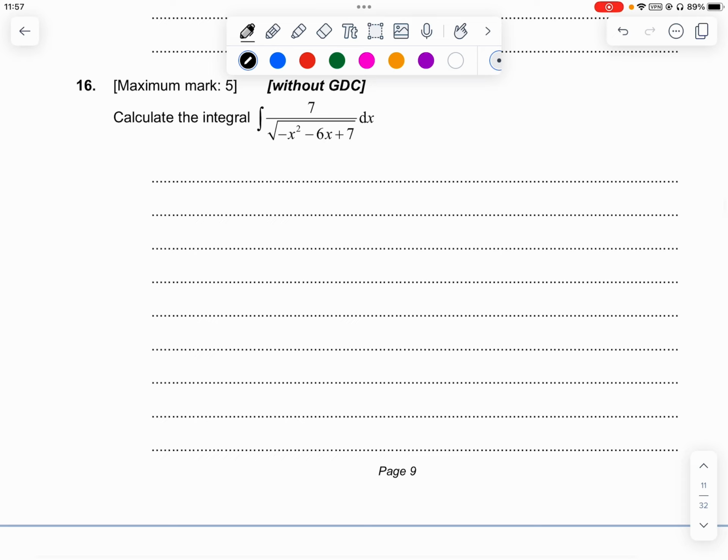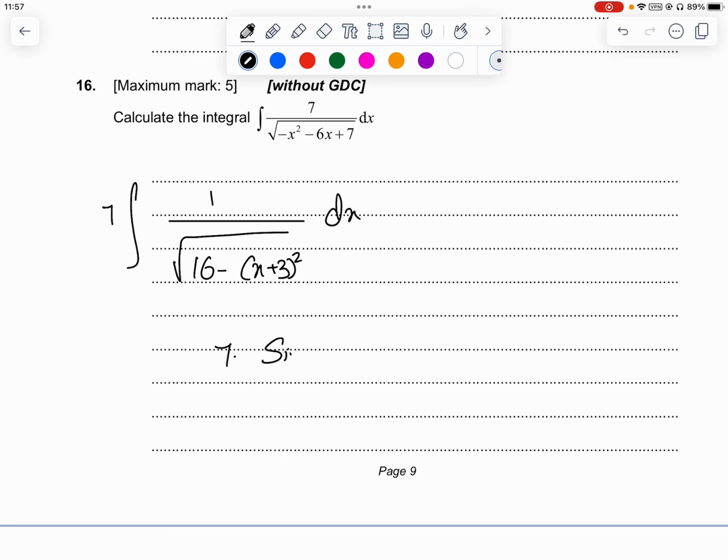Next, question number 16. I cannot factorize it. So rather than factorizing it, what am I doing? Even if I factorize, I cannot convert into partial fractions. So I'm directly writing it over here: square root of 16 minus (x plus 3) whole square dx. So it is sine inverse of (x plus 3) whole upon 4 plus c.